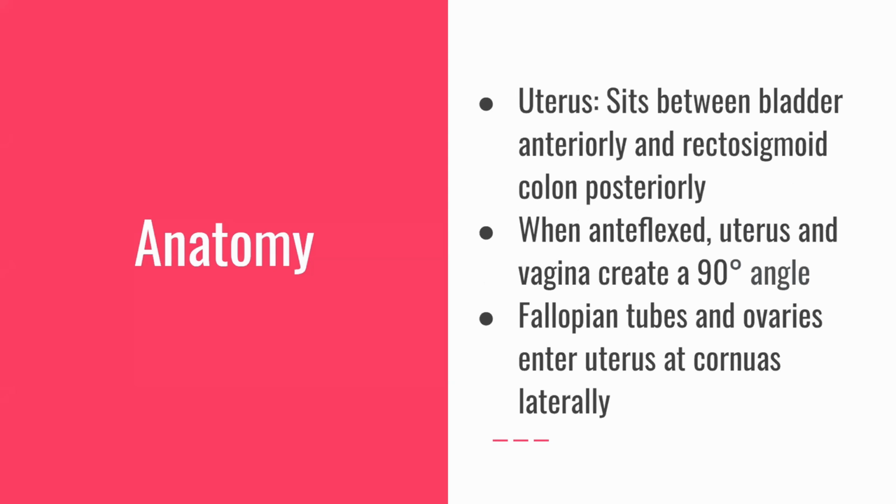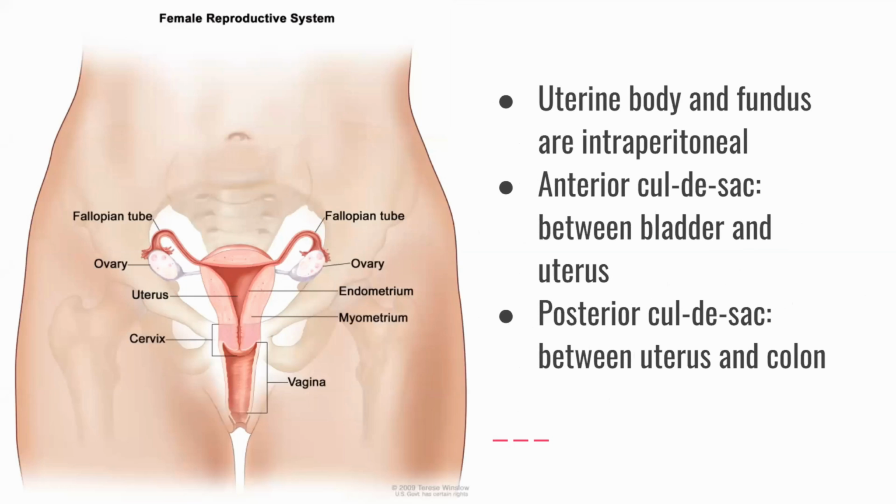So to review some anatomy, the uterus sits between the bladder anteriorly and the rectosigmoid colon posteriorly. The most common position for this is going to be the anteflexed uterus. And when it's anteflexed, the uterus will create a 90-degree angle with the vaginal canal. We'll take a look at what this looks like in a minute. And then the fallopian tubes and the ovaries are going to be entering the uterus at the cornua, each cornua laterally.